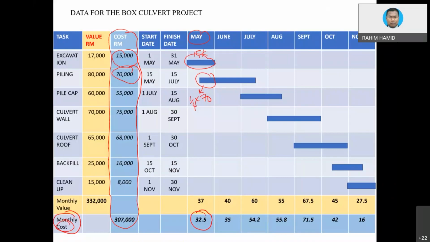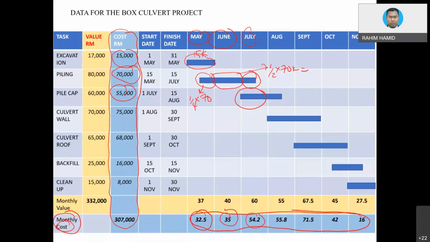And then for the month of June, this is half of 70K, that would be 35. And then July, based on this value, you will get 52, and the rest follows the same concept. When you add all these values, the amounts, you are going to get this cost.